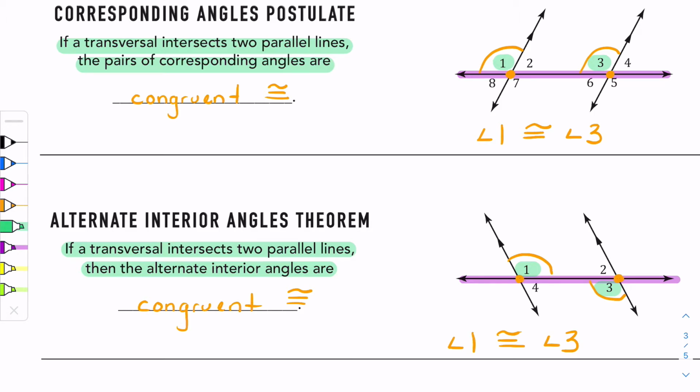On this one, let's list one more. Let's also list angle 2 and angle 4, using the appropriate amount of angle arcs. And I can state angle 2 is congruent to angle 4.